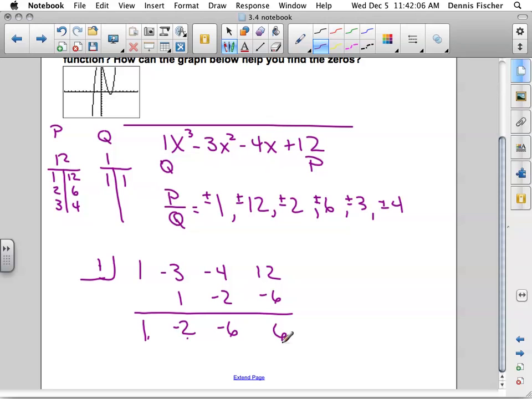What were we trying to do? Once we find that this remainder is 0, then we know it works. Try 3. So, Carter says try 3.